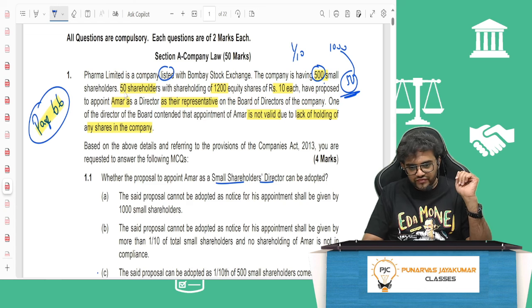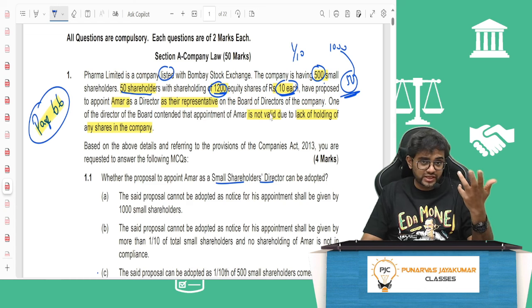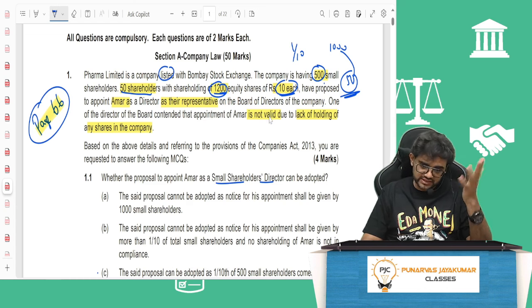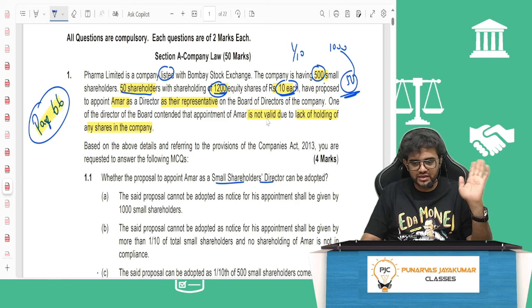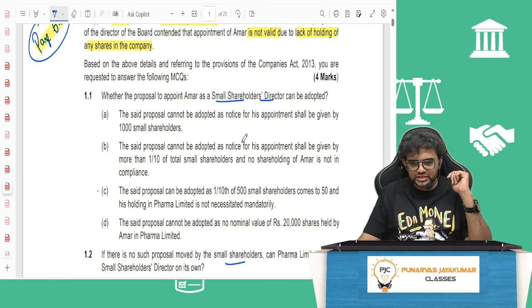So we see 50 shareholders with shareholding of 1,200 equity shares of 10 each. 1,200 equity shares of 10 each is 12,000. Is it less than 20,000 rupees? Yes. So all this is done. So is it valid? The option saying it cannot be adopted because it should be given by 1,000 small shareholders is wrong. Cannot be adopted as notice shall be given only by not more than 1/10 is also wrong.